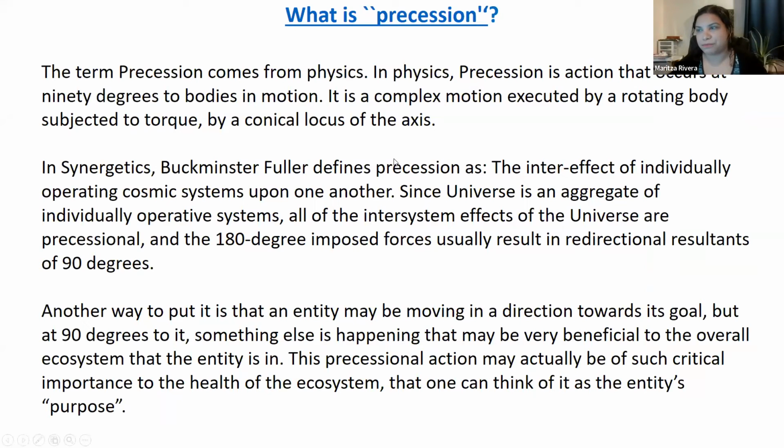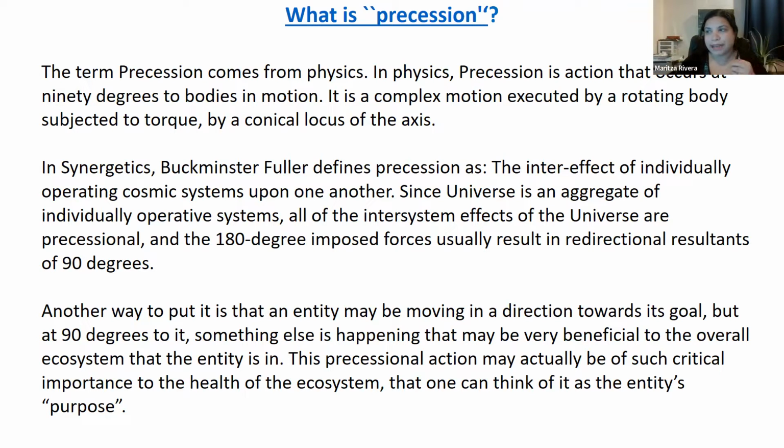What is precession? Precession comes from physics, and what it's described as is an action that occurs at 90 degrees to bodies in motion. It's a complex motion executed by a rotating body subjected to torque by a conical locus of the axis. That is the mouthful type of definition.